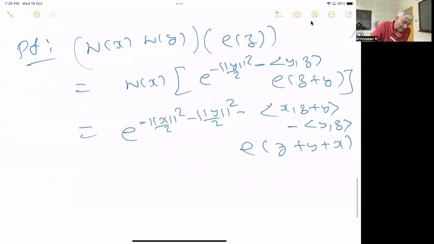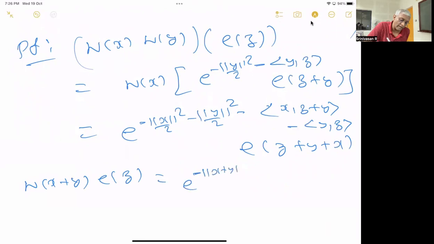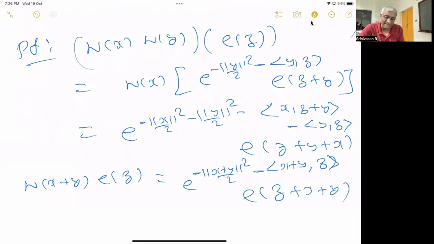On the other hand, I apply W of x plus y on e of z. That is going to be e power minus norm x plus y square by 2, just applying the definition, then minus the inner product x plus y, z, then e of z plus x plus y. So you get the same vector here, just the constants are different. E of z plus x plus y is the vector there, and it differs by a constant only.